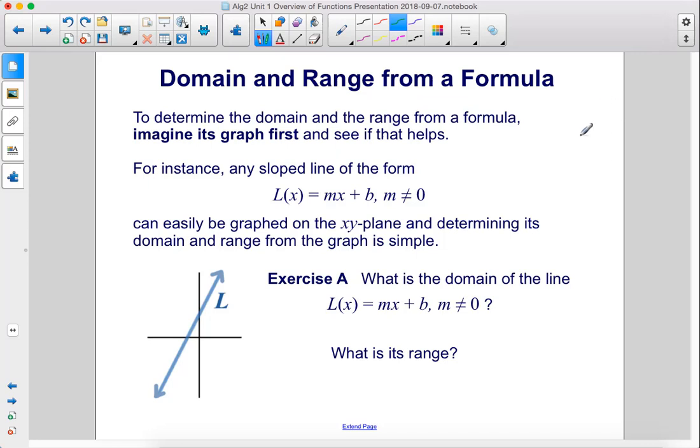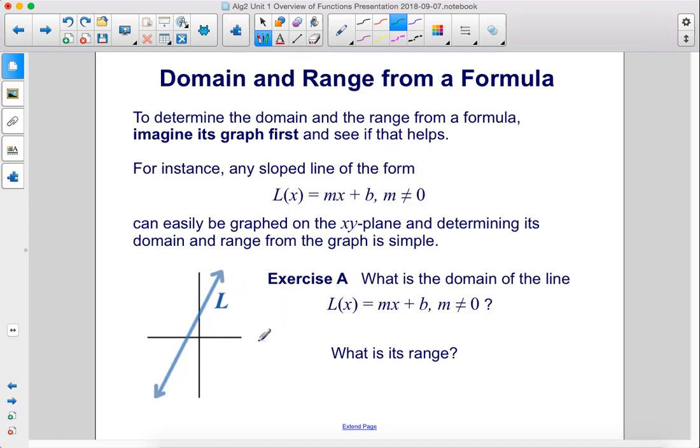To determine the domain and range from a formula, imagine its graph first and see if that helps. For instance, any sloped line of the form mx plus b can easily be graphed onto the xy plane, and determining its domain and range from the graph is simple.